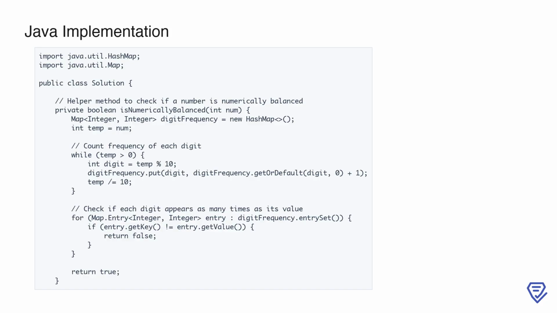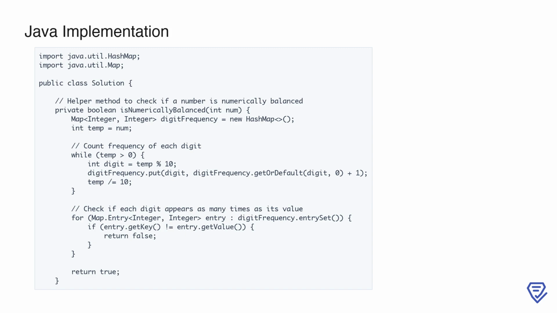Here, we start by defining a helper method called isNumericallyBalanced. This function determines whether a given number is numerically balanced. To achieve this, we use a hash map to store the frequency of each digit in the number. We initialize the map and then iterate through the digits of the number using a while loop. In each iteration, we extract the last digit using the modulo operator, update its count in the map, and then remove the digit by performing integer division.